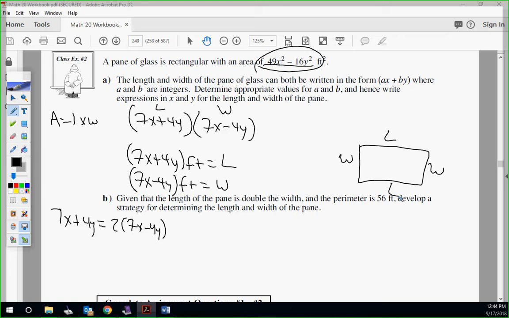Let's see. So this is length. This is width. They tell me in the problem here, the length of the pane is double the width. We're just going to save this, the double one. You guys see that? 2 times my length plus 2 times my width equals the perimeter they gave me, 56.